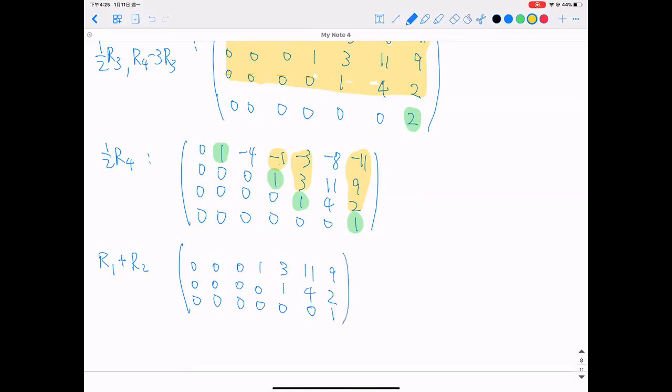Okay, and R1 becomes the following. Now this minus 1 is cancelled with this 1. Minus 3, 3 added to minus 3, that's 0 now. 11 added to minus 8, that's 3. 9 added to minus 11, that's minus 2.